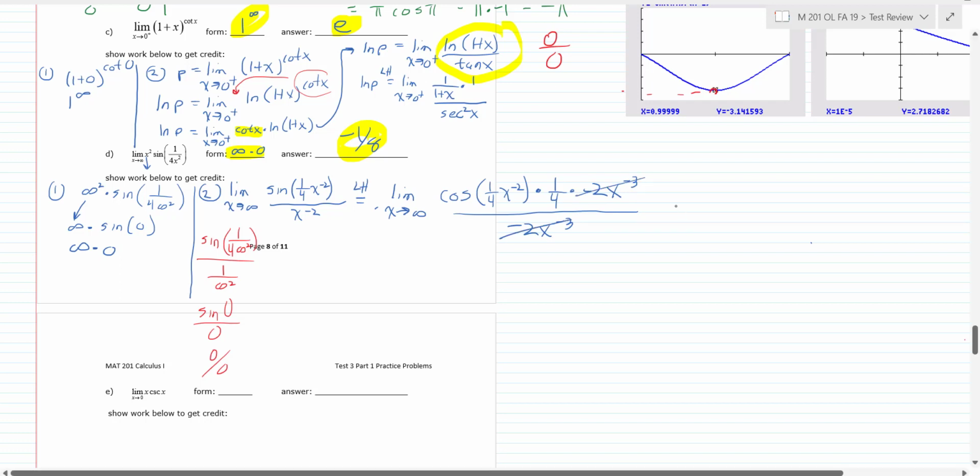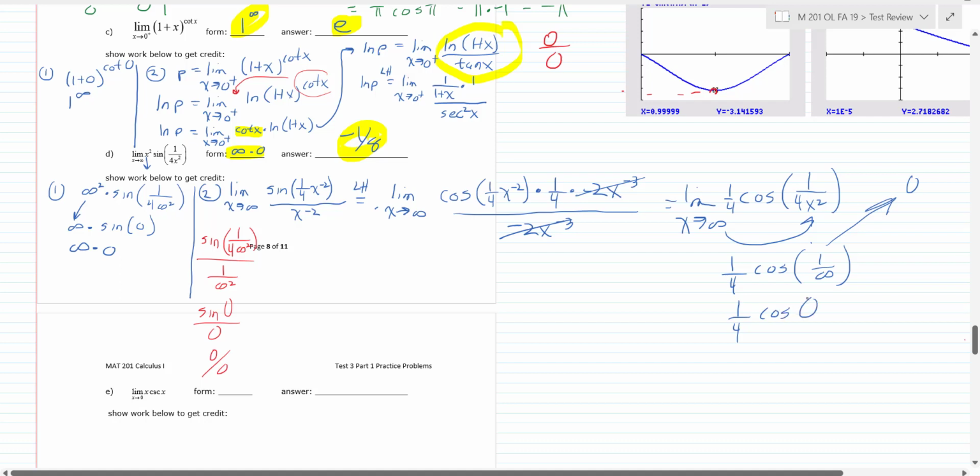So what we're left with is the limit as x goes to infinity of 1/4 cosine, and I'm going to write that as 1 over 4x to the second. Here's what happens. When that goes to infinity, you get 1/4 cosine of 1 over infinity, and of course 1 over infinity goes to 0, so you get 1/4 cosine 0. Cosine of 0 is 1, so that's how you get that 1/4, that 0.25.